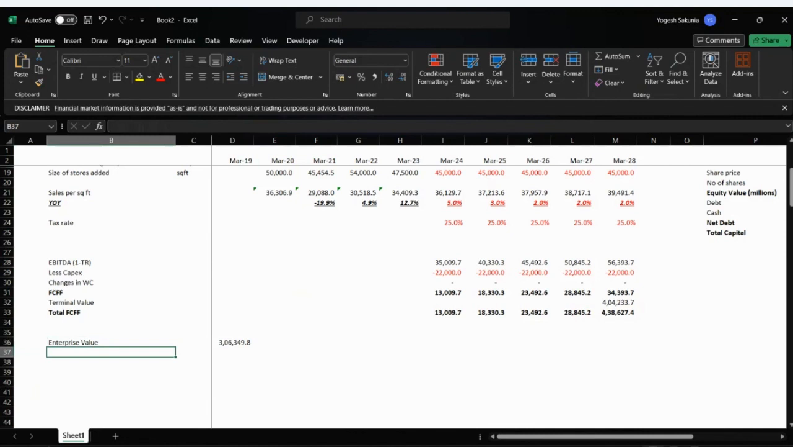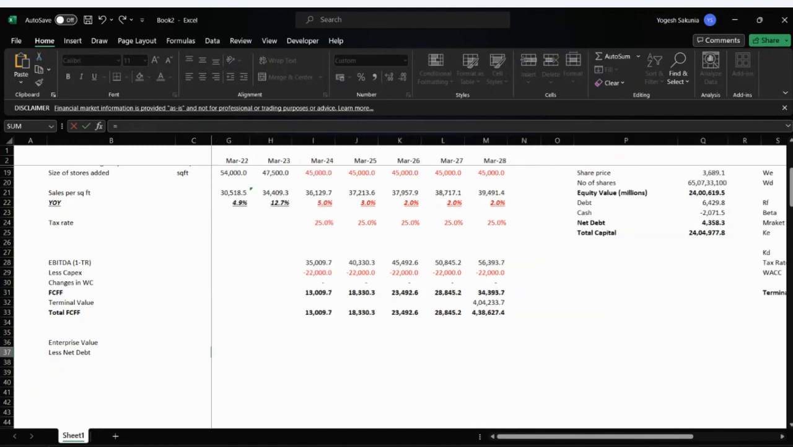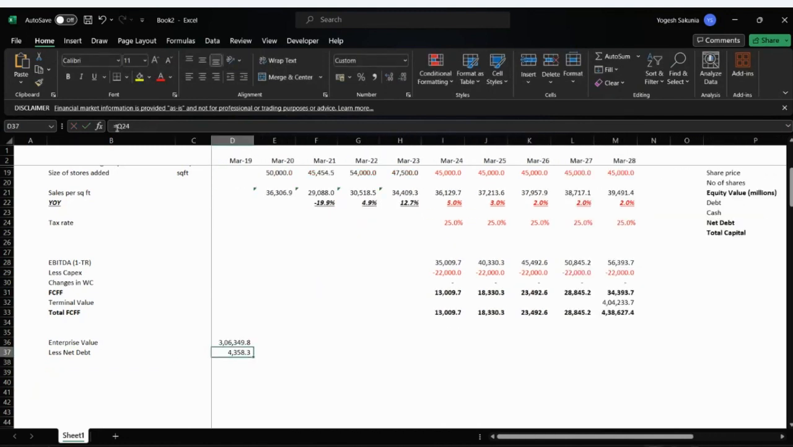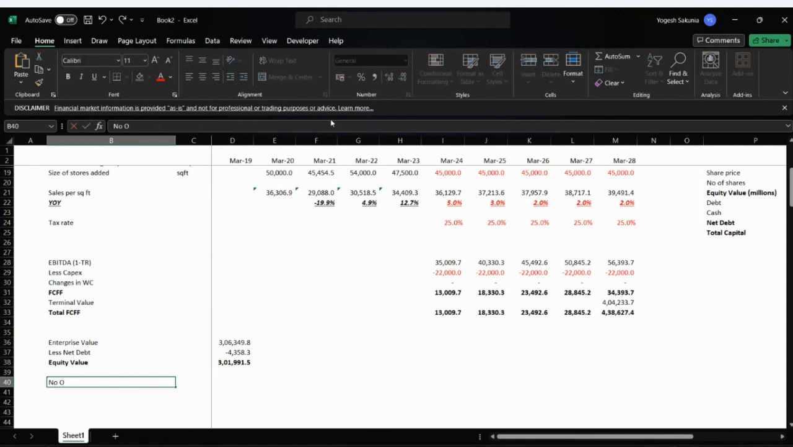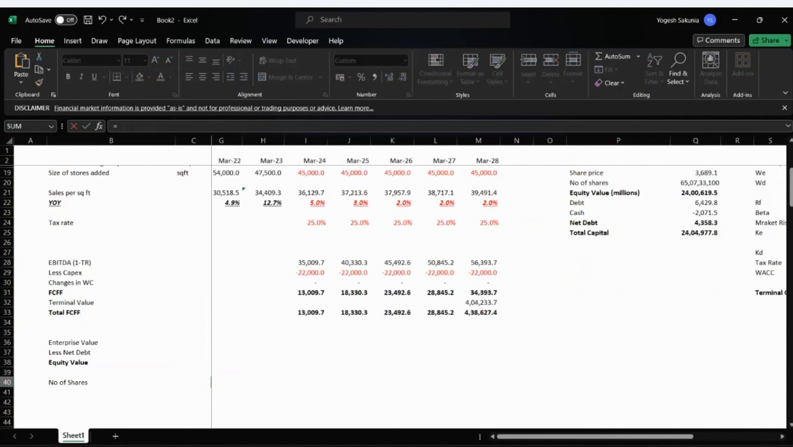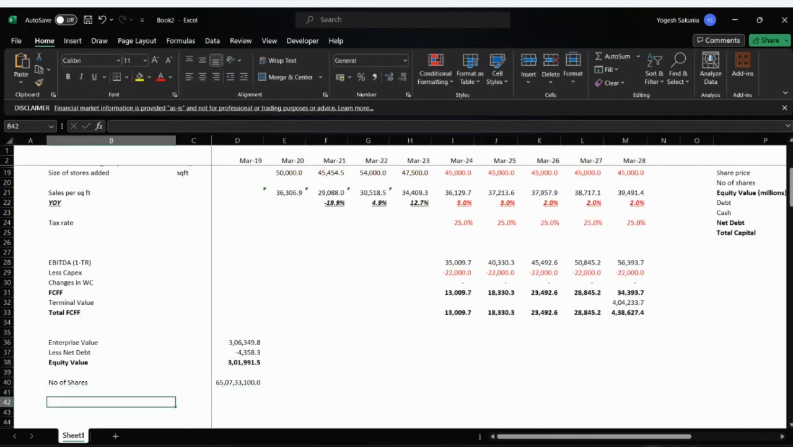And then from this, you will deduct net debt, which is here. So what you get is called the equity value. And that is divided by the number of shares. We already have the number of shares here, and then you will get the share price.